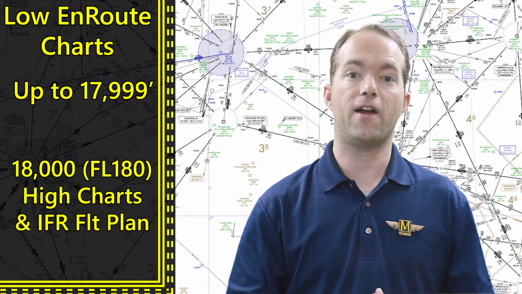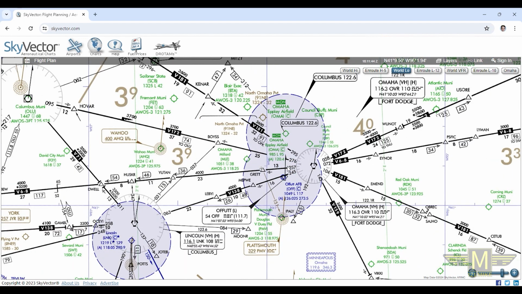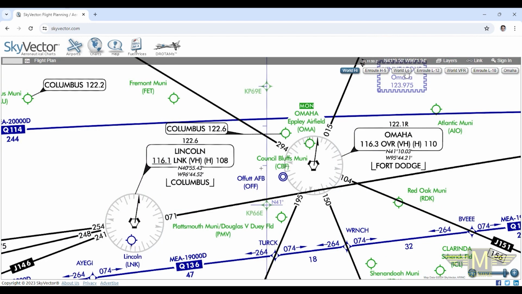Let's pop over to my favorite navigation website, SkyVector, and I'll explain the symbols that you're most likely to see on your journeys and on your tests. Open it up here and I'm looking at the Omaha area. Now I've got World Low selected. Up here you can choose the different types of charts you want to look at.